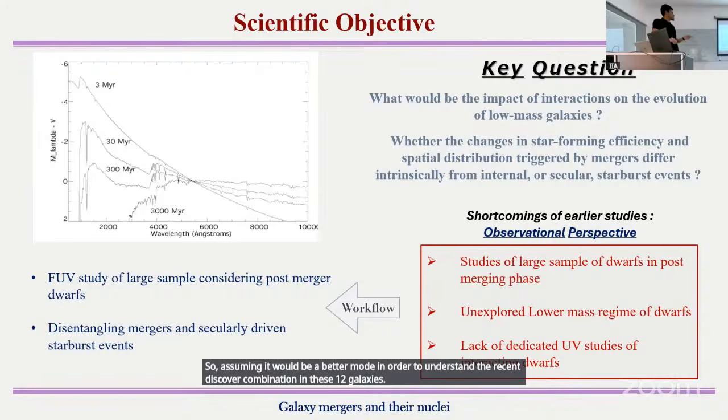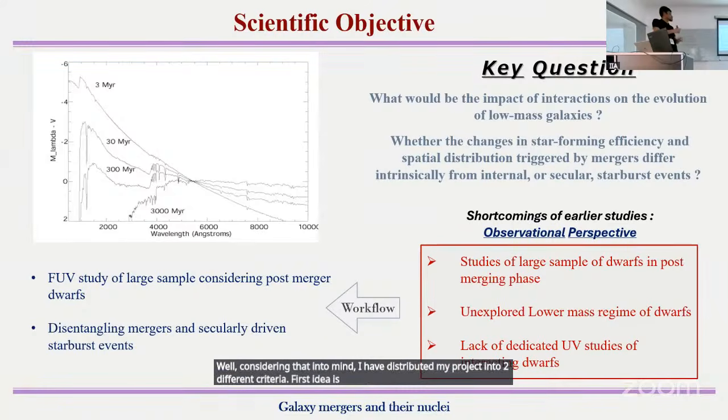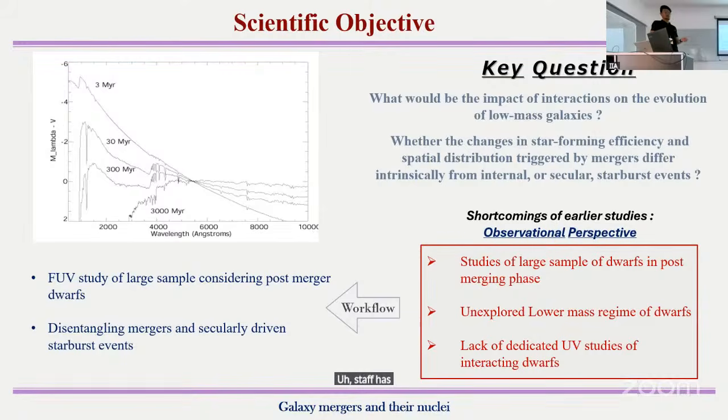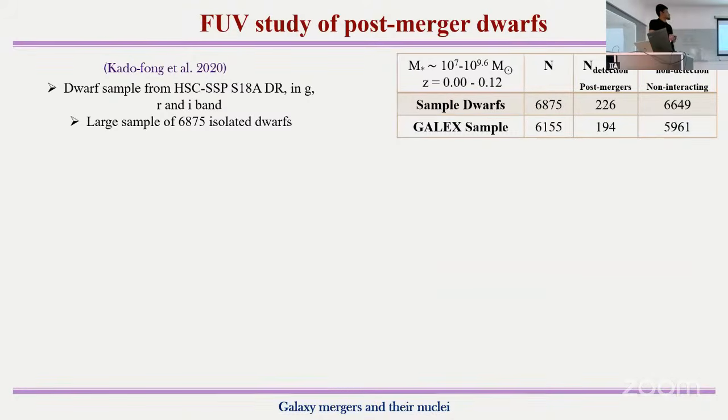Now, keeping that in mind, I have divided my project into two different parts. First, I will look at the implication of interaction on the star forming properties of dwarf galaxies. Then I would particularly look into the starburst dwarf galaxies, to see whether we could disentangle the star formation, or the spatial distribution of the star formation, within merger driven and secularly driven starburst events. Okay, so the first study would be about the FUV study of post-merger dwarfs.